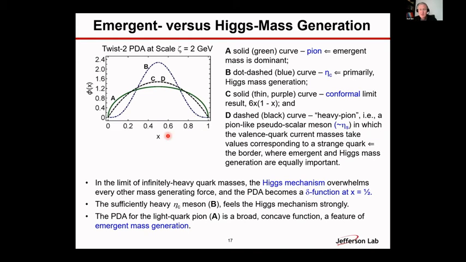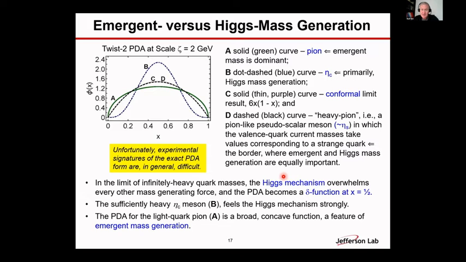To come back to that a little bit, if you look at this emergent mass versus the Higgs mass generation, and this is taken from one of the articles, you see the same kind of thing. You see the different curves. The emergent mass is dominant for this broad concave pion function. And if it's primarily the Higgs mechanism, this PDA starts being more peaked and more centered. So in the limit of infinitely heavy quark masses, the Higgs mass overwhelms the other mass-generating forces. And you saw that earlier already from the mass acquiring curves for the up quark, the light quarks, the strange quarks, and the B quarks.